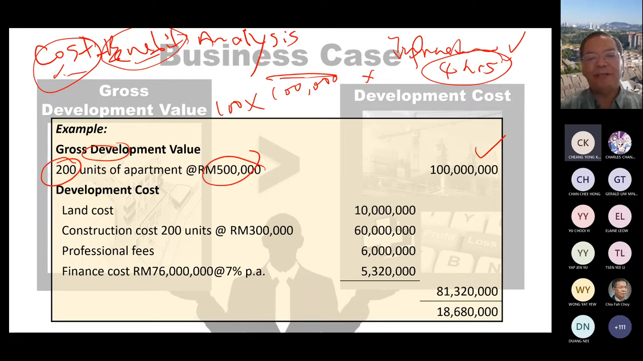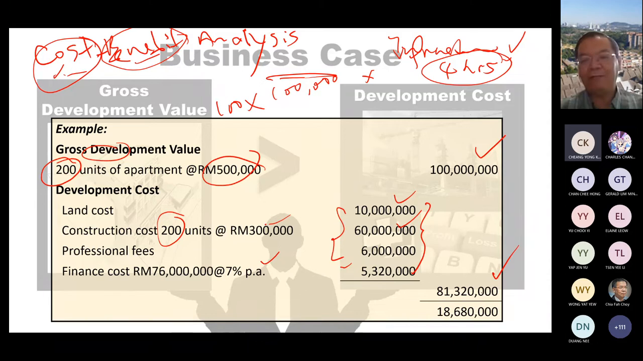And then for development cost, a very rough estimate, land cost is 10 million. And then the construction cost for one unit of apartment, probably 300,000 based on your historical data. You are going to develop 200 units multiplied by 300,000, so you get 60 million. Then the professional fee, assuming 10% of the 60 million. Then finance cost, that is also a major component, 7% per annum. The total here is 76 million, times 7% per annum for your finance cost, so that is 5 million. When you add together, your total development cost is 81 million.